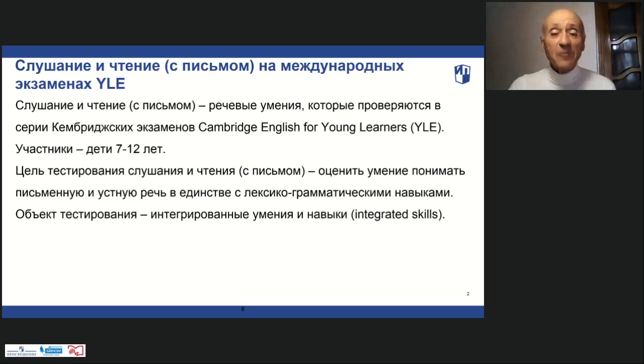And the purpose is to assess these skills of comprehending written and oral text together with grammar and lexical skills. But the object of testing in this case is integrated skills. Integrated skills.